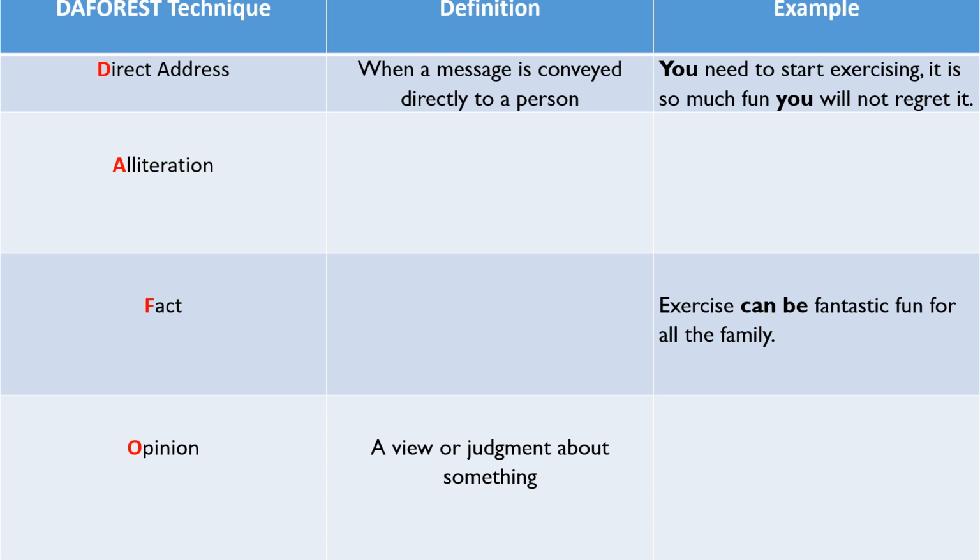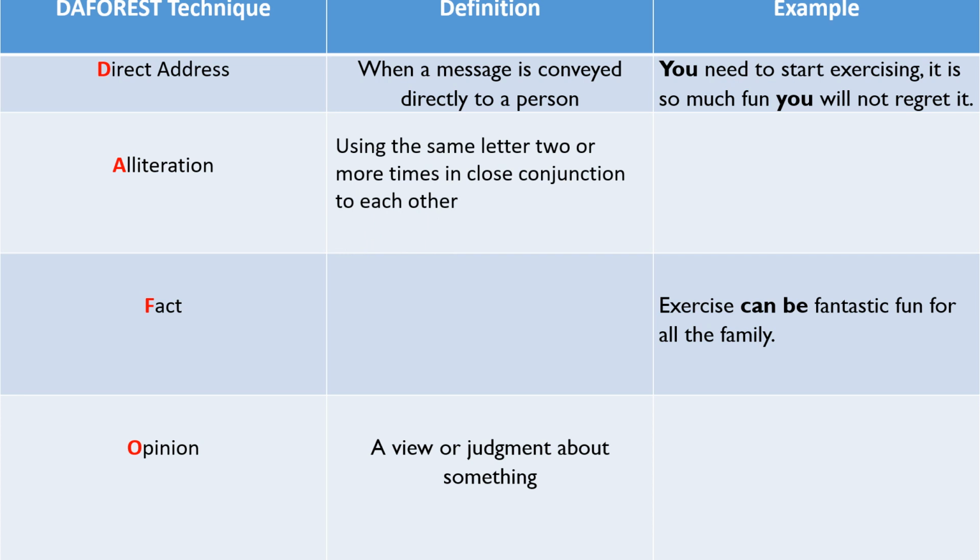So the first one would be alliteration. This is when we use the same letter two or more times in close conjunction to each other, as stated previously. An example could be, the day out at the theme park was fun and fantastic. And you can see there I've put the two F's in bold, which is indicating the two letters, I should say, that are being repeated.